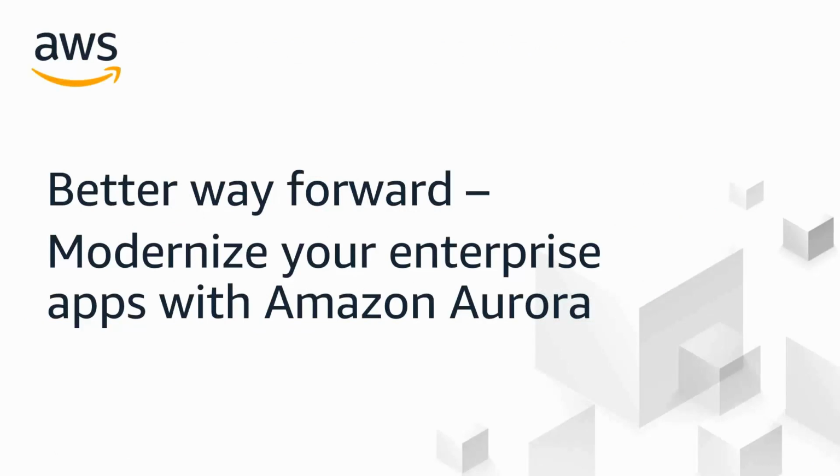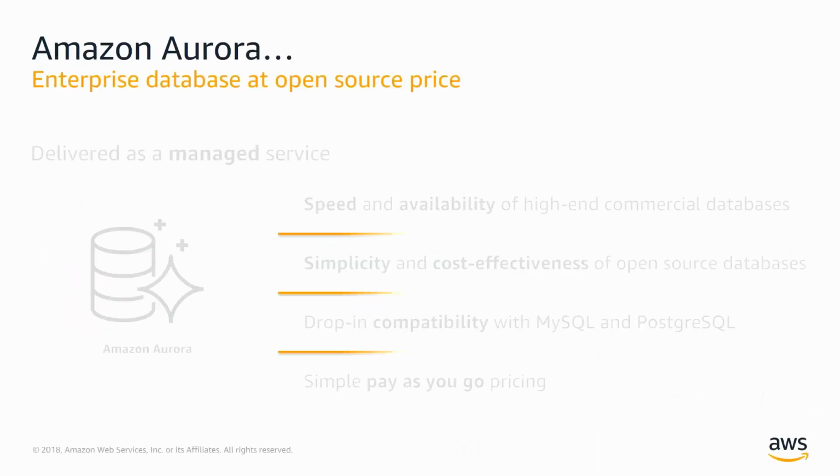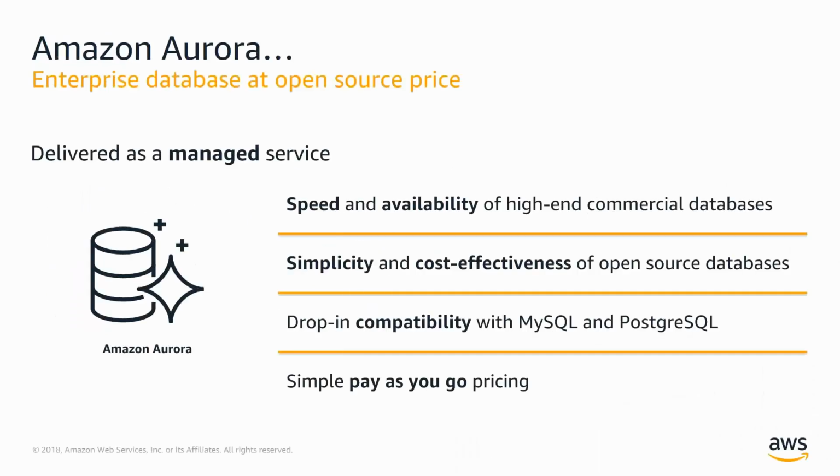An opportunity to modernize your enterprise applications with Amazon Aurora. Some of you may be familiar with Aurora already. Some of you maybe not. So, what is Aurora, right? It's delivered as a managed service. What that means is that there are certain things that you need to do to maintain a database. You need to take backups. You need to provide that high availability, disaster recovery like we touched on earlier. You need to do patching.